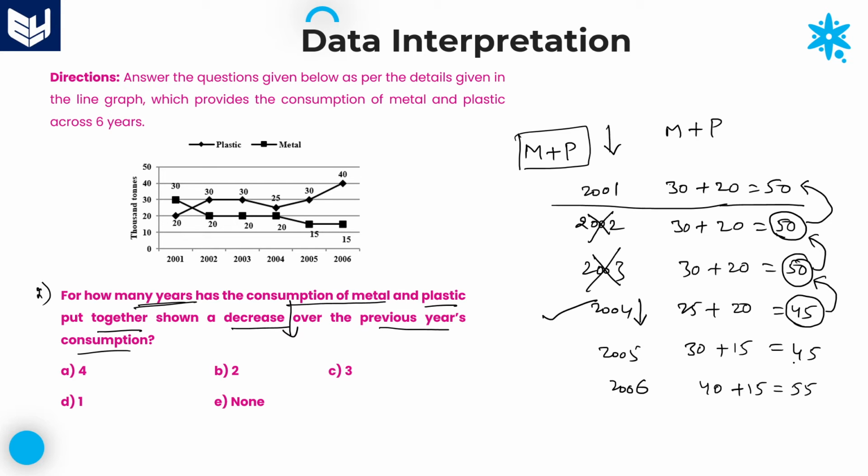Coming to 2005. In 2005, compared with the previous value, both are equal. The previous value is 45, and 2005 is also 45. Therefore, both are equal. We should not consider 2005. And the last and final year, 2006, which is 55, compared with the 2005 value, the 2006 value is more. The 2006 value is increased. It is not decreased, but we want the decreased value. So you should not consider 2006 as well.